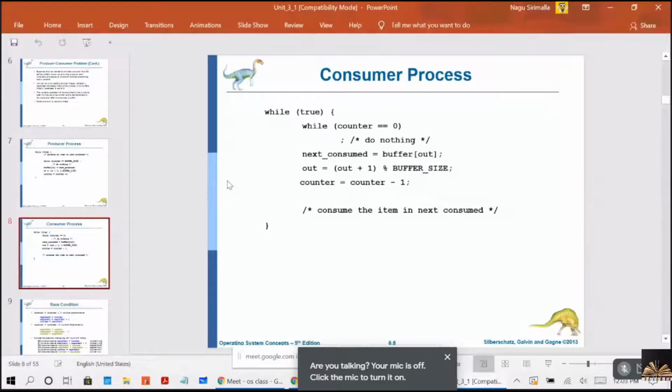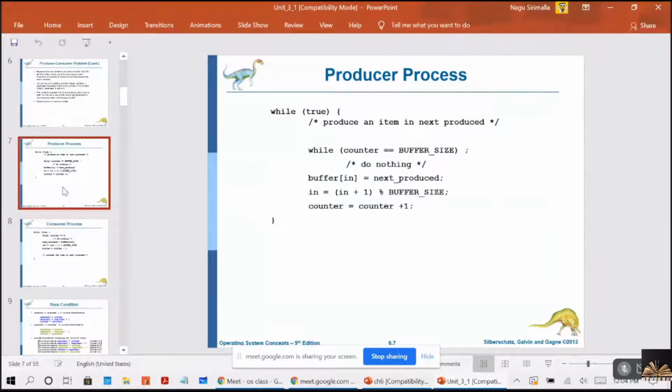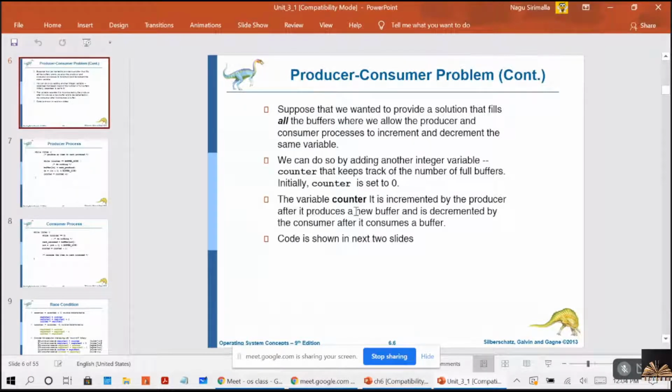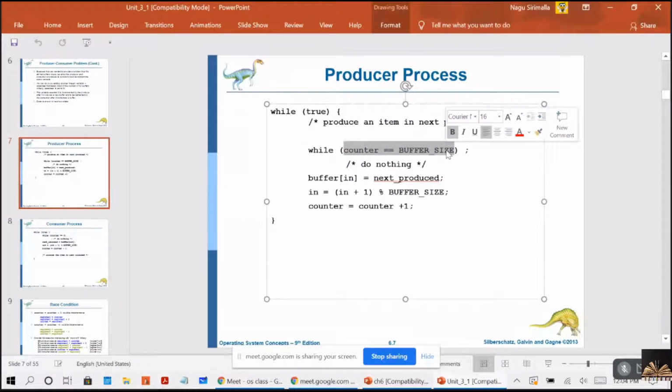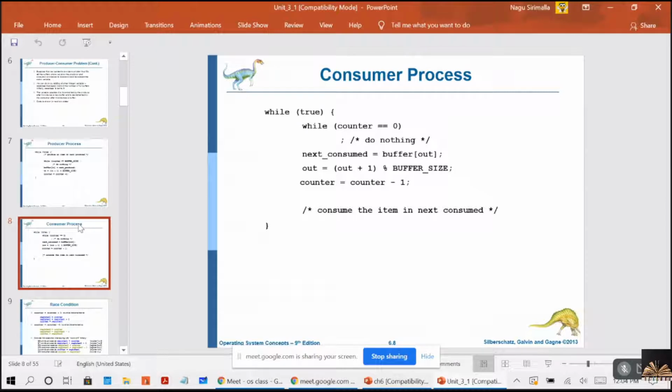And here, what we are doing is making the counter equal to the buffer size. It was shown here, right? Counter equal to buffer size means what? The buffer is full. Then the producer has to do nothing. He should wait for some time. If not, he can produce the items. While the counter is equal to 0 means what? There is nothing in the buffer. That means the consumer has to wait.